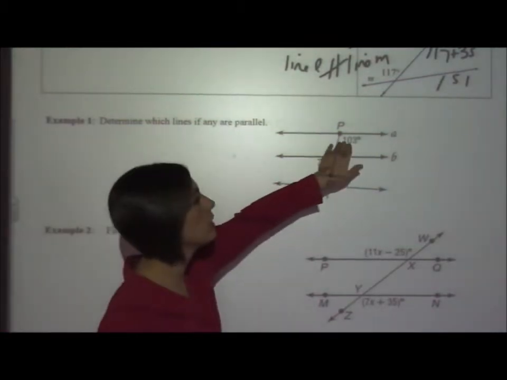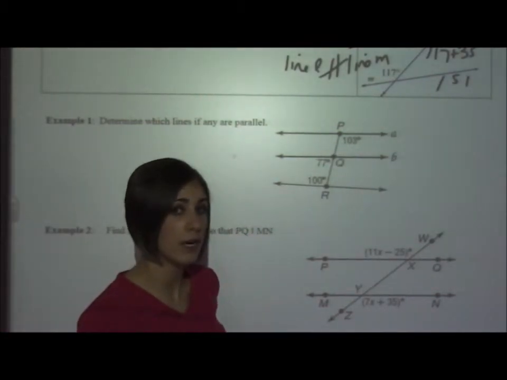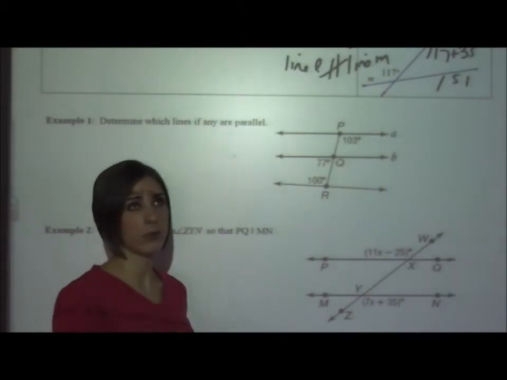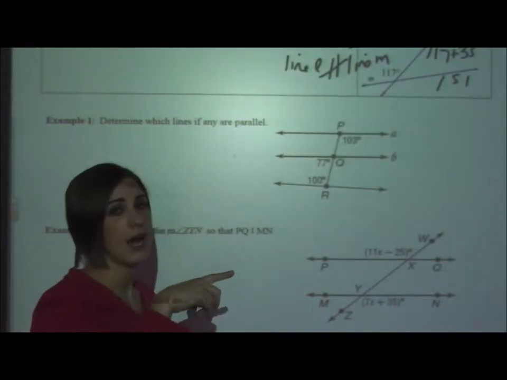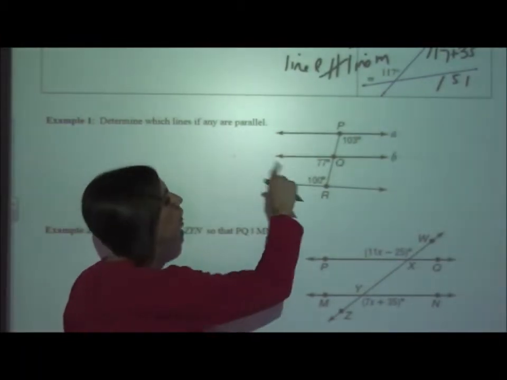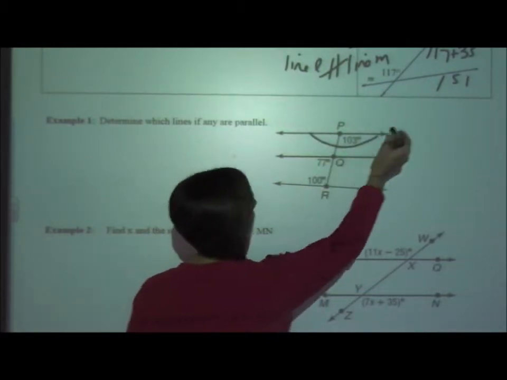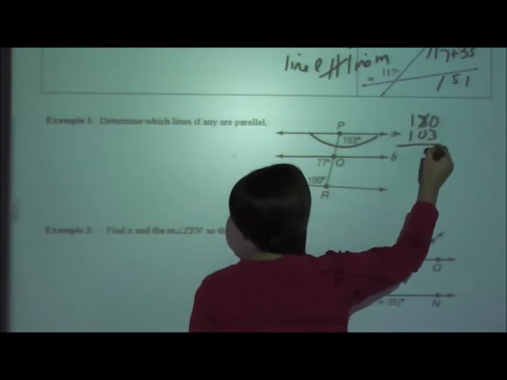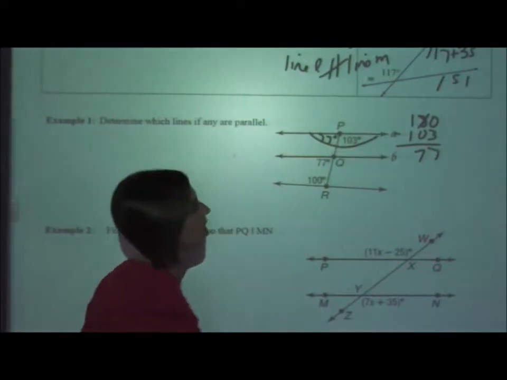So here, what I always do, and this is why your first couple chapters were so important with vertical angles and linear pairs, because vertical angles and linear pairs are always congruent or supplementary. We don't have to have parallel lines to have that relationship. So always fill in your linear pairs. 103 subtracted from 180 is going to give you 77. So this angle here is 77 degrees.